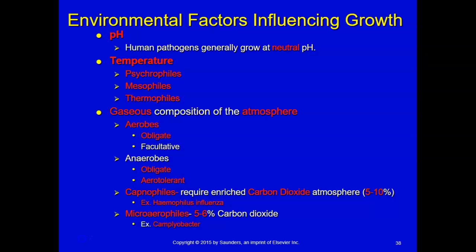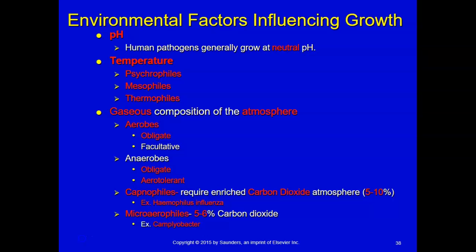Psychrophiles grow best at cold temperatures between 10 and 20 degrees Celsius. Mesophiles grow best at moderate temperatures of 20 to 40 degrees Celsius. And thermophiles grow best at 50 to 60 degrees Celsius. Most pathogenic bacteria are mesophiles and grow best at 37 degrees Celsius, which is also the human body temperature. Diagnostic microbiology labs incubate most cultures at 35 degrees Celsius.